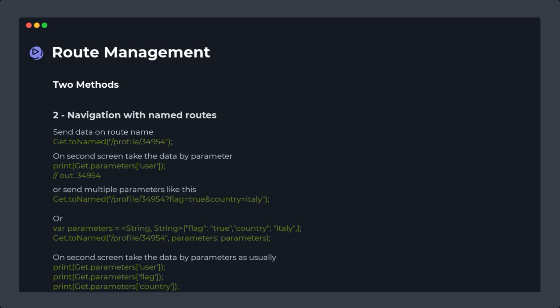We can pass the parameters. Now to receive all this data, we have to get get.parameters of user, get.parameters of flag, get.parameters of country. So this user is going to return the data of this 3495. Then the flag is going to return true, country as Italy. So this is how we manage the routes in Flutter. So we're going to definitely practice each of these topics inside our e-commerce admin panel.